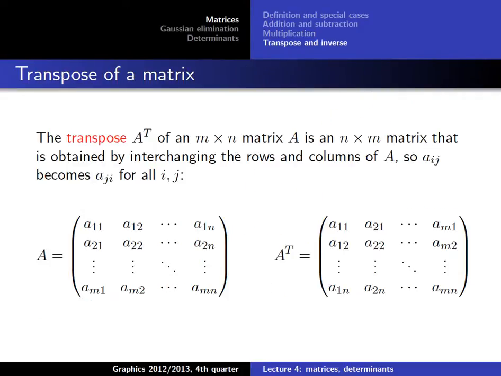Good, so you see the zero matrix and the identity matrix basically have the same characteristic as the 0 and the 1 in the scalar multiplication.